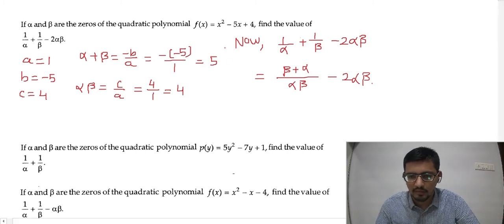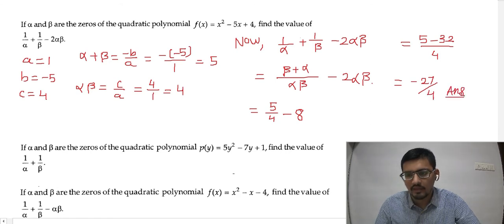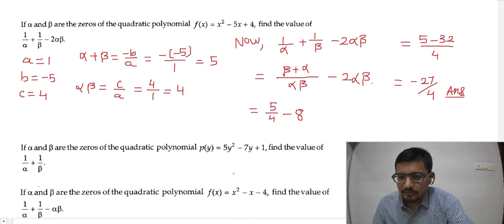Very simple. So what is here? Beta plus alpha, or alpha plus beta, whatever, same thing, which is 5. Alpha beta is given as 4, minus 2 alpha beta is 2 times 4, which is 8. So what answer will I get? Taking the LCM again, 5 minus 8 fours are 32, divided by 4. So 5 minus 32, what answer will I get? Minus 27 divided by 4. This is your final answer.